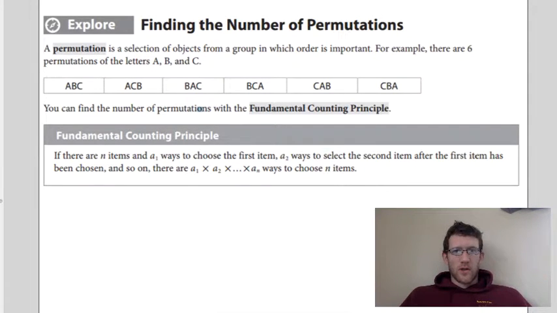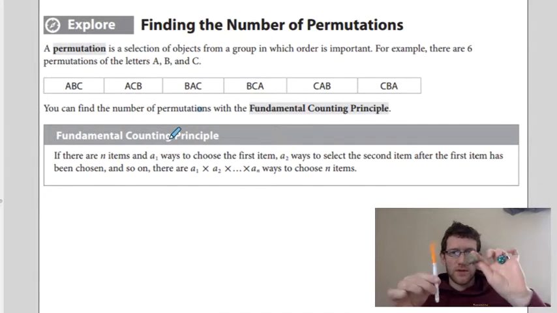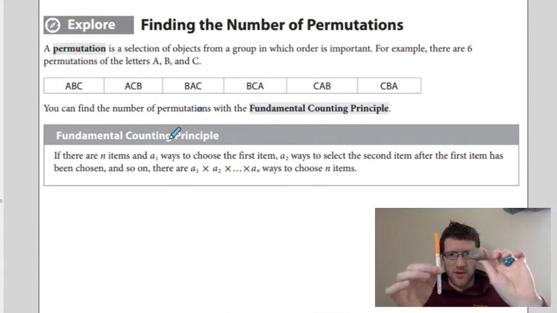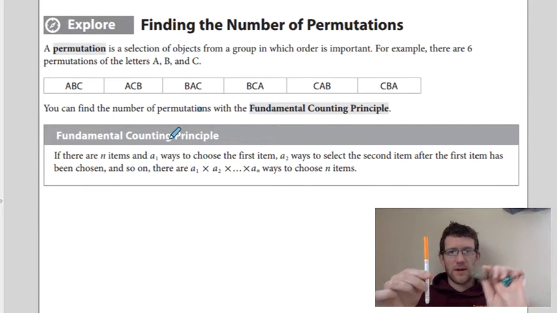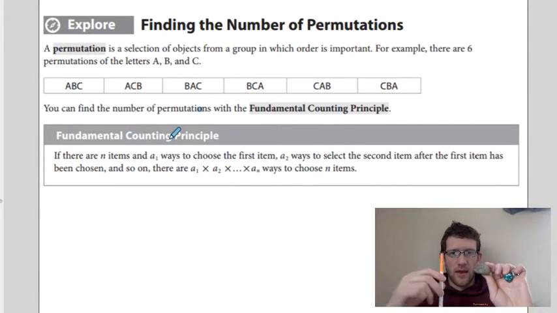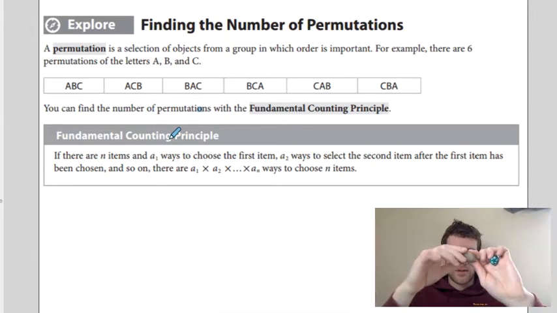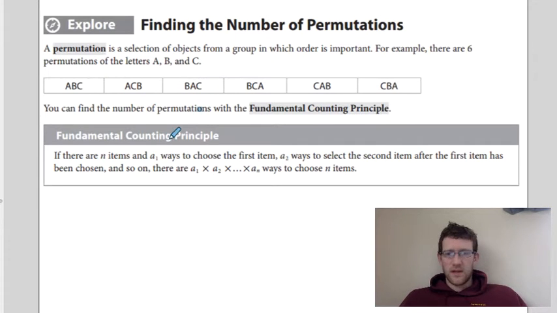The general framework that we're going to use anytime we're doing these sorts of things, these permutations, is going to be called the fundamental counting principle. And this fundamental counting principle simply says that if there are n items, so in this case there are 3, and there are A1 ways to choose the first item, so in this case, since there's 3 items, there's 3 ways to choose the first item, right? It could be any of these 3. Then there's 2 ways to choose the second, and then 1 way. So this is equal to 3 times 2 times 1, which equals 6.